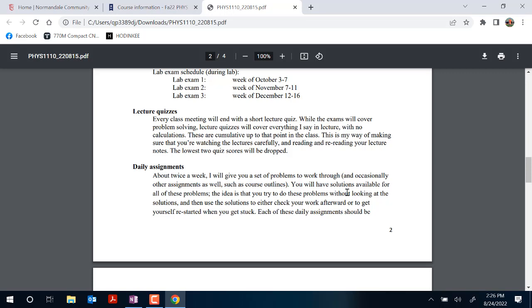And those will be, it says every class meeting. It won't be every class meeting, but between every class meeting and every 2, maybe something like that, every week or 2. I'll end this class about 15 minutes early, and I'll hand out the lecture quiz, and you'll just answer these short answer questions. And so that's how that'll be.